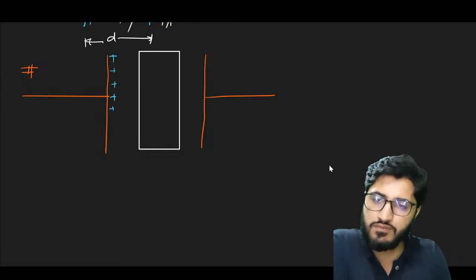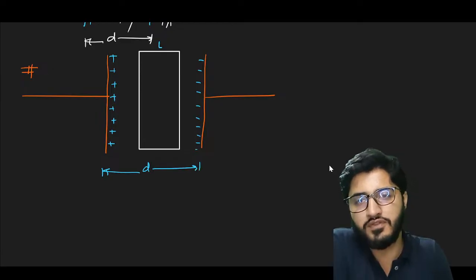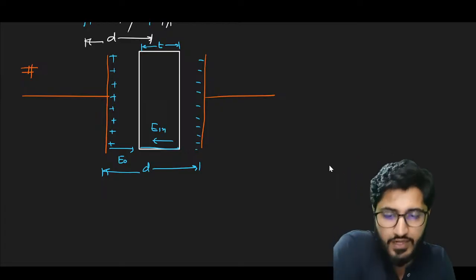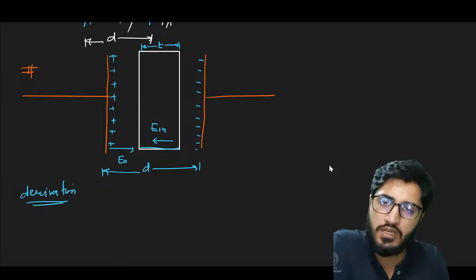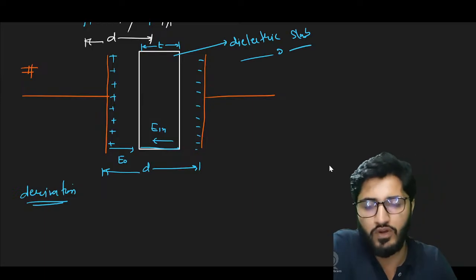Positive, negative. The gap is D, but the thickness of this one is T only. Electric field will be available here, E naught. Here is E naught, but internal is how much? E induced also. This is the derivation part. So we are dealing with the derivation of it. This is a dielectric slab.